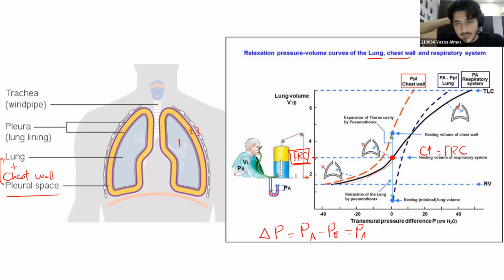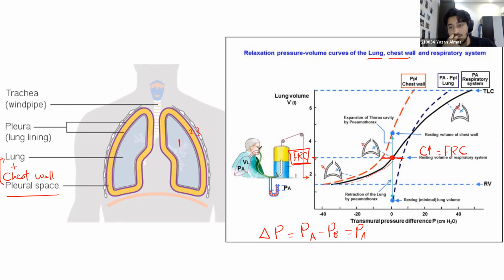Now, the whole point of this slide is that FRC is the point at which we have equal distance from the chest wall and from the lung. It's the balancing force. The FRC is the point where we have balance between the chest wall and the lungs. This is basically the equilibrium point.